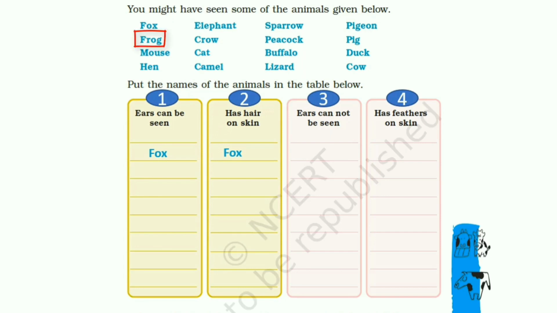Then frog. Does it have ears or not? It has ears, but we cannot see them. And it doesn't have feathers on the skin, and neither has it hair on skin. So it can't go in 2 or 4. Okay. Similarly, we are all done with mouse, hen, elephant, crow, cat, camel, sparrow, peacock, buffalo, lizard, pigeon, pig, duck, cow. Okay.